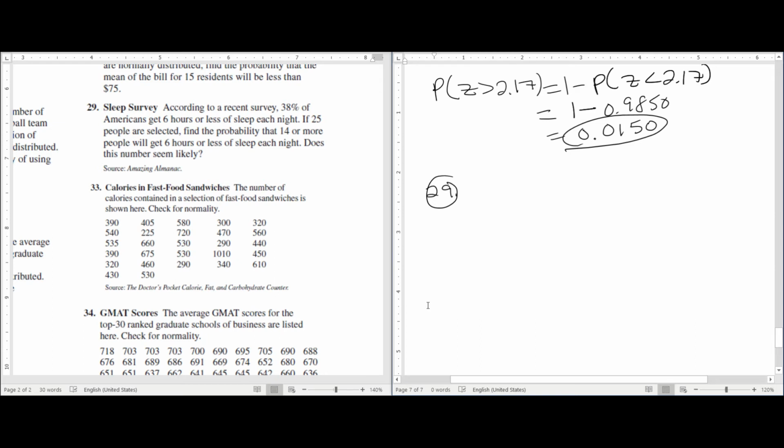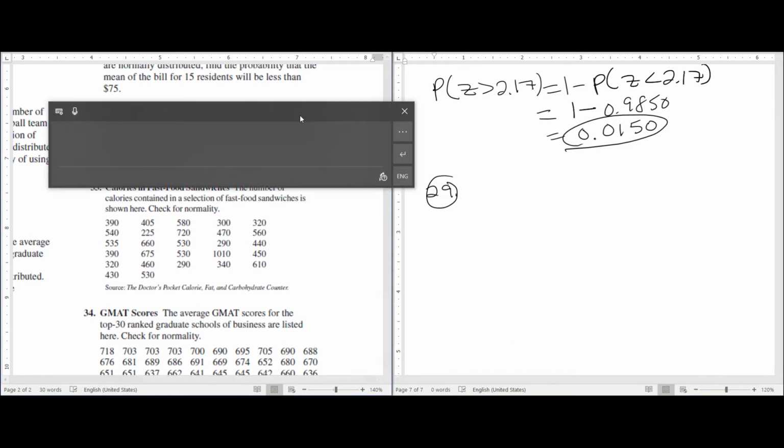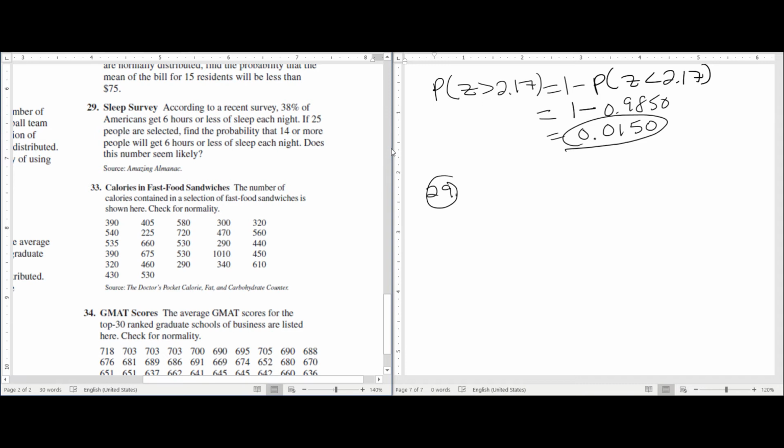All right, so let's finish this up. We got 25 people are selected. Looking at this, 38% get 6 hours or less sleep a night. Since we're looking at percentage, this is a binomial. Do you either get 6 hours or less sleep a night, or do you not? So this is a binomial scenario. Just looking at the percentage kind of gives it away.